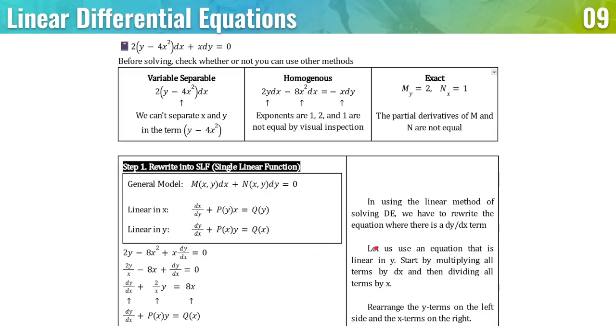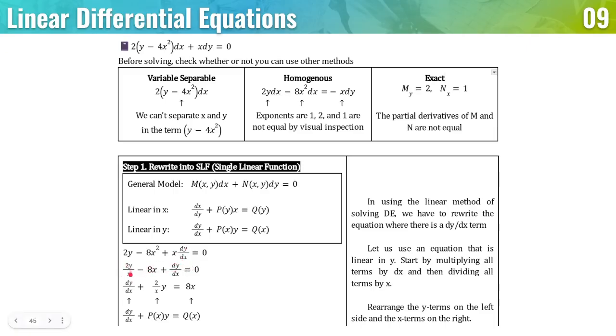So let's use an equation that is linear in y. Start by multiplying all terms by dx and then dividing all terms by x. So when we start here, again, we divide all the terms by dx. So this will no longer be in the parentheses. And this will have dx in the denominator, like this. So as you can notice, the x is not yet separate from the dy dx. So divide everything by x.